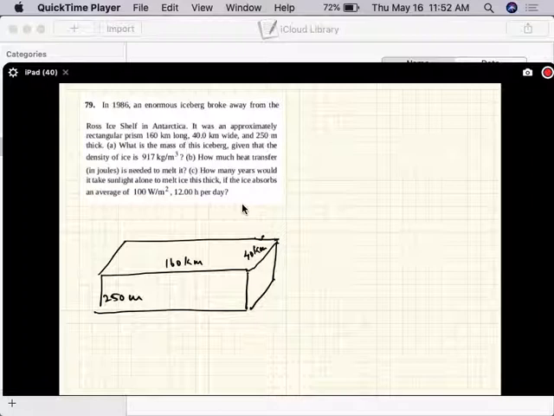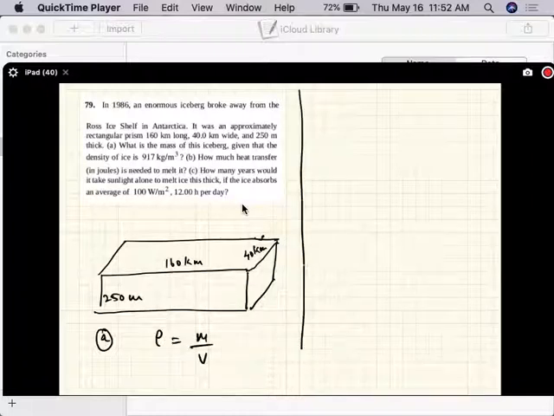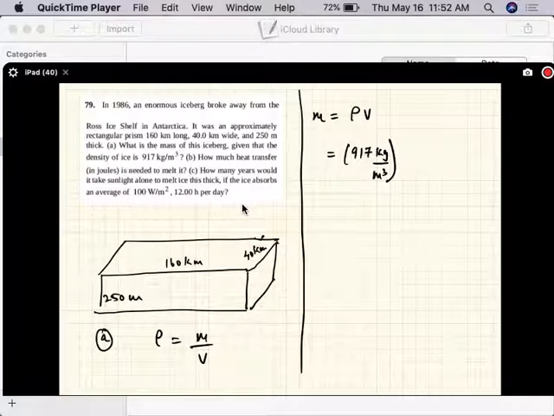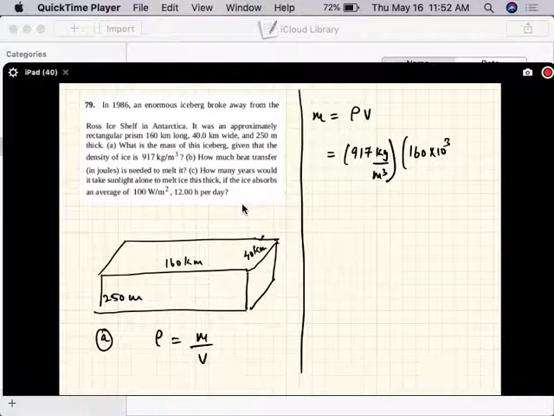All right, so what is the mass of this iceberg? Density is mass divided by volume, so mass is density times volume. 917 kg per meter cube, and the volume is 160 kilometers, which is that many meters, times 40 times 250 meter cube.